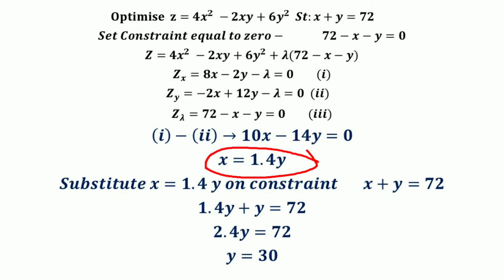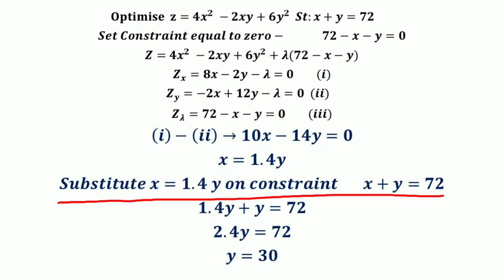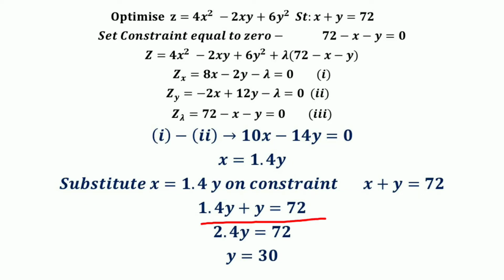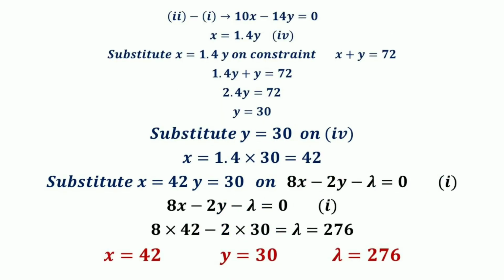Then if you solve it, the value of x is equal to 1.4y. Substitute x is equal to 1.4y into the constraint, that is x plus y is equal to 72. Then it will become 1.4y plus y is equal to 72, which is 2.4y is equal to 72. Thus y is equal to 30. When you get y is equal to 30, substitute it into equation number 4, that is x is equal to 1.4y. Then the value of x will become 1.4 into 30, which is equal to 42. So we received y is equal to 30 and x is equal to 42.